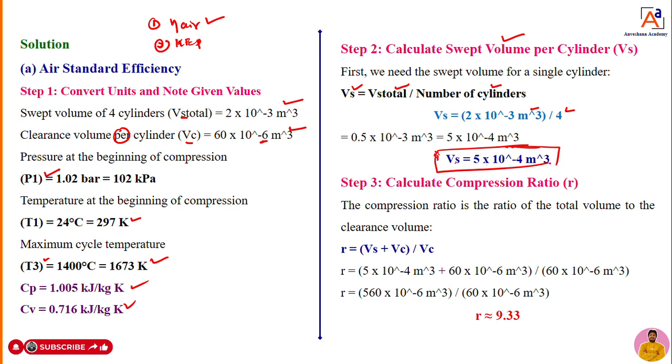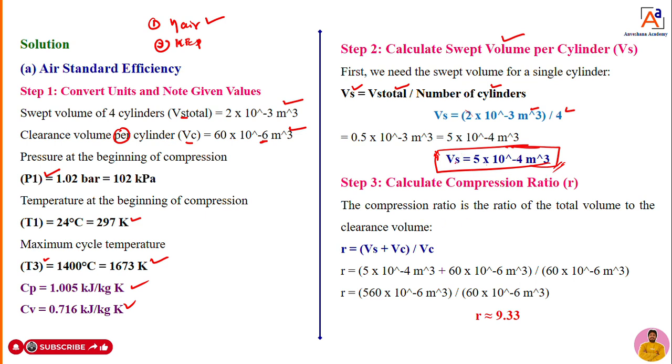Dear students, you have to remember what we will do. We will do calculations per cylinder, then we are going to multiply by all the cylinders to calculate the power or work done. But initially, we will calculate the efficiency, work done, everything per cylinder. Okay, so now I have calculated the swept volume per cylinder.